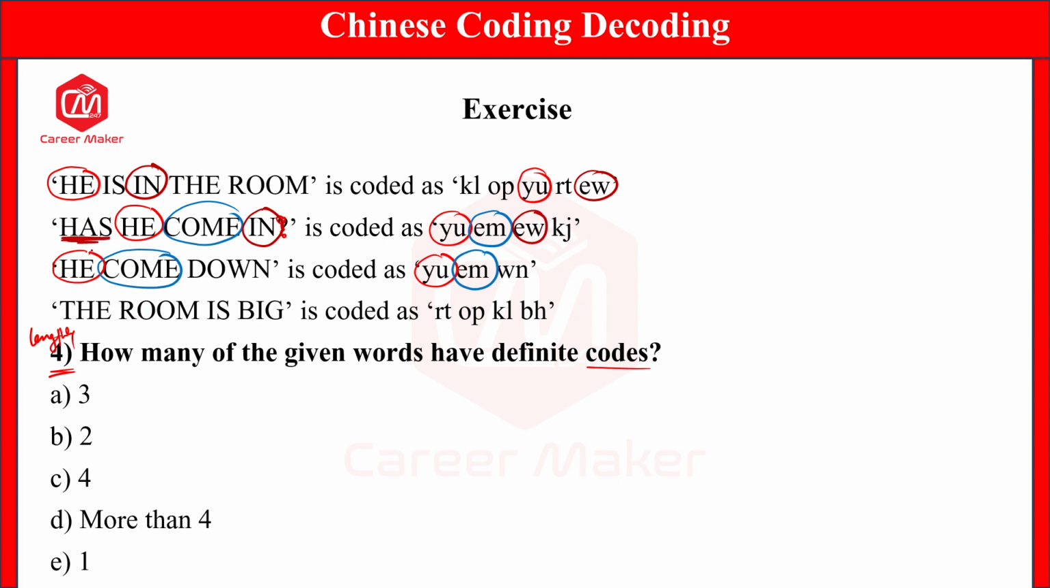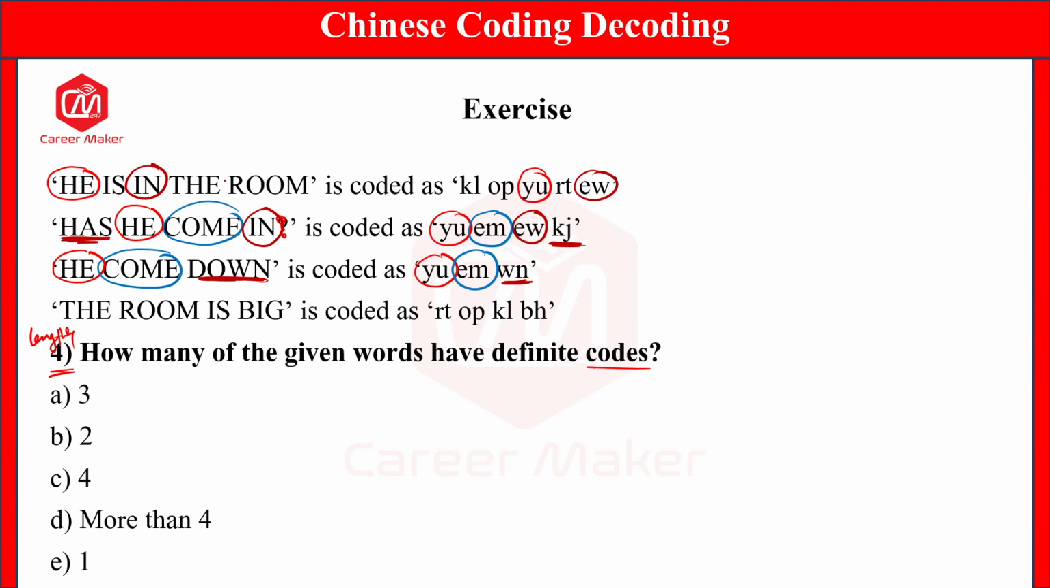Has only left in this line, so obviously the code of has will be KJ. Down is the only left word here, therefore its code will be WN. So almost we are getting the code of each and every word. Like 1, 2, 3, 4 I already got. If any further word which is common to me and I am able to get the code, therefore my answer will come more than 4.